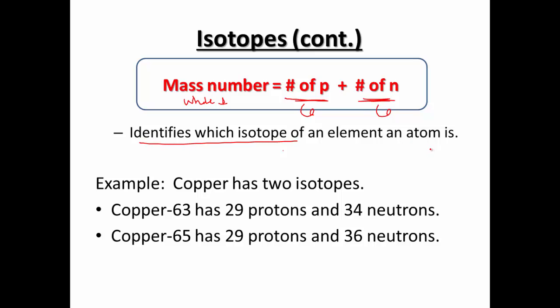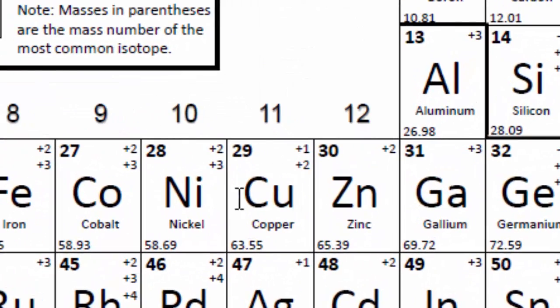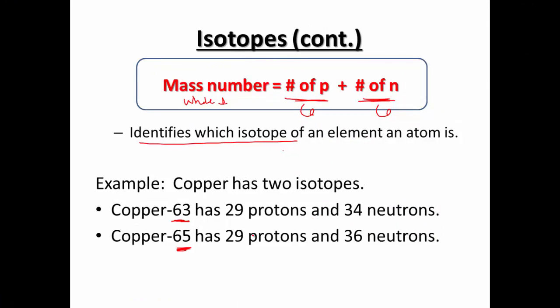So an example I have here is copper. Copper has 2 isotopes. One's called copper 63. That's the mass number right there. One's called copper 65. Now because it's copper, let's look up what copper is for a second. Copper is right here on the periodic table, and it has 29 for atomic number. So the atomic number is the number of protons. Okay, so copper has 29 protons. Both of these have 29 protons. Because it's copper, it has 29 protons.